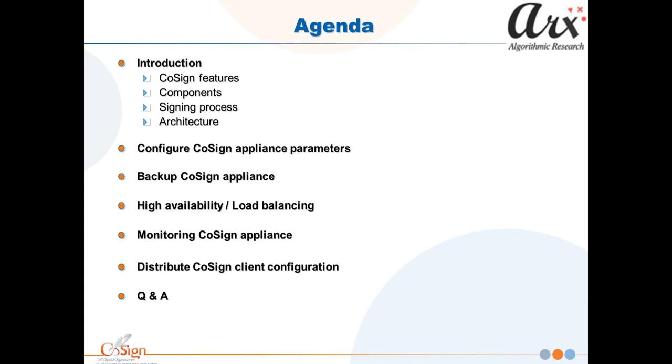Once that's complete, we'll go through how to configure the CoSign Appliance parameters, how to take a backup of the CoSign Appliance, some of the options available when it comes to high availability and load balancing, monitoring of the CoSign Appliance, as well as how to distribute the CoSign Client configuration to your end users. And then we'll have time for some Q&A at the end.